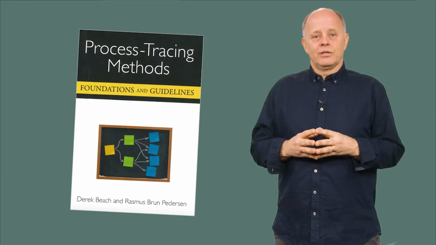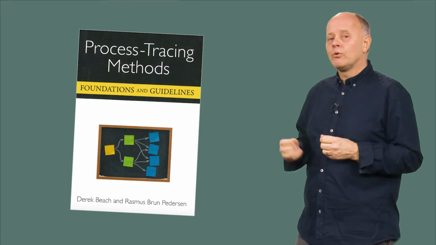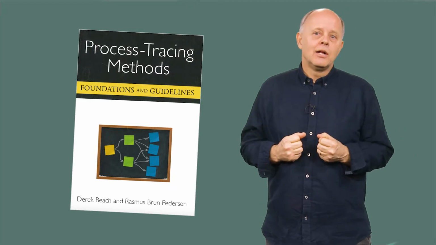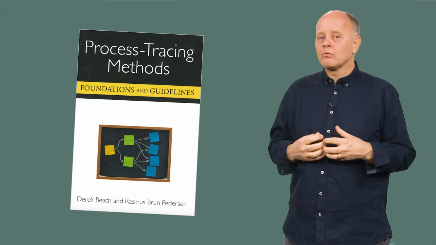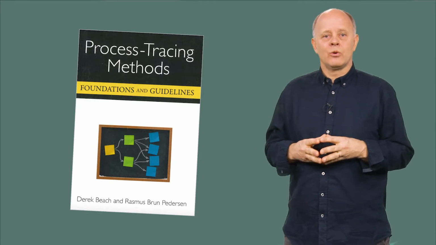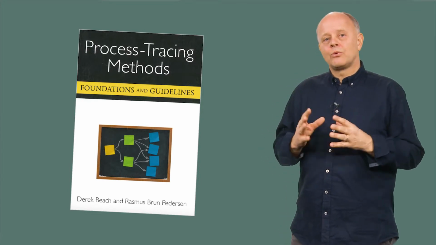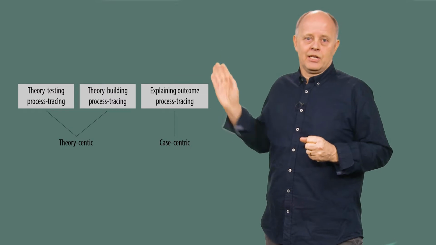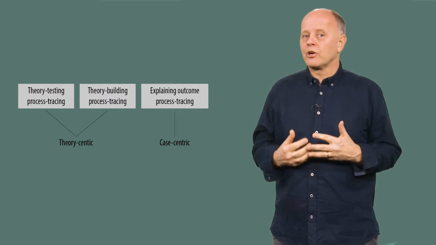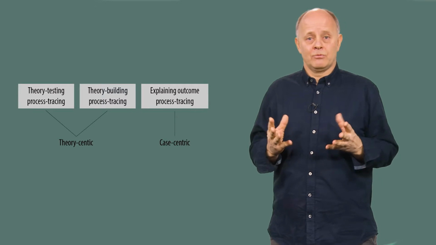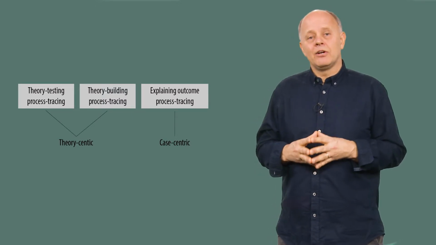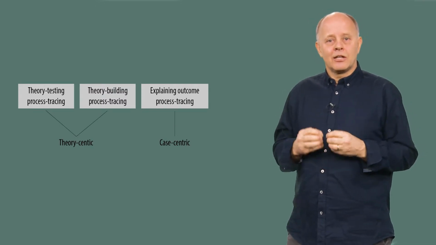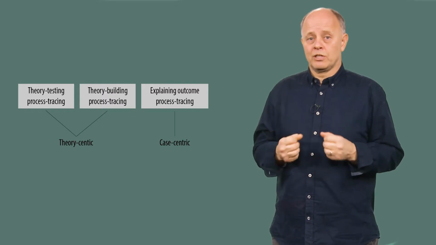The last point is also at the core of a more recent book on process tracing methods by Derek Beach and Rasmus Brun Pedersen. They argue that there is much confusion about what this method is, that it should be sorted out by differentiating between three different approaches. First, theory testing process tracing uses the existing literature to construct hypotheses about mechanisms, which are then tested against the empirical facts of a chosen case. This is a theory-centered and hypothetical deductive approach that is also proposed by George and Bennett.